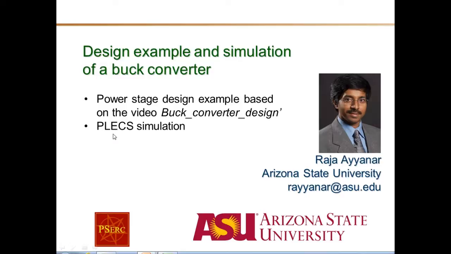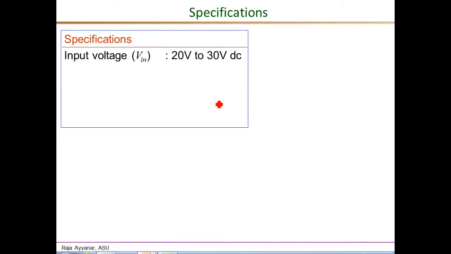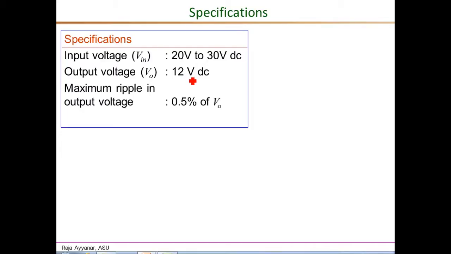Since this is probably the first video that you'll be seeing where we use Plex simulation, I will also go through some details of the settings and the details of the various components that we use. So let's go through the given specifications first. The input voltage is a DC voltage that is variable. It varies between a minimum of 20 volts to a maximum of 30 volts. The output voltage VO is required to be very well regulated and maintained constant at 12 volts DC.